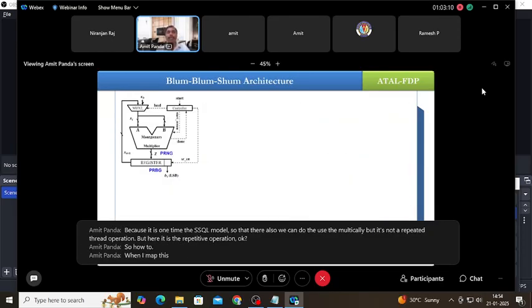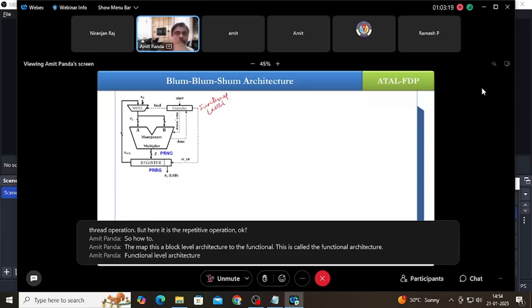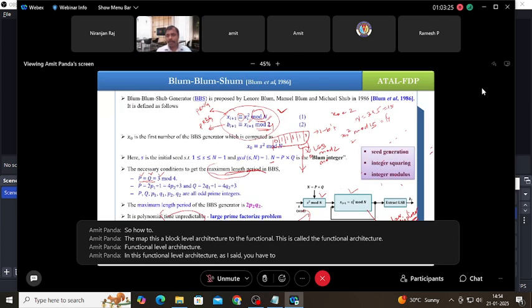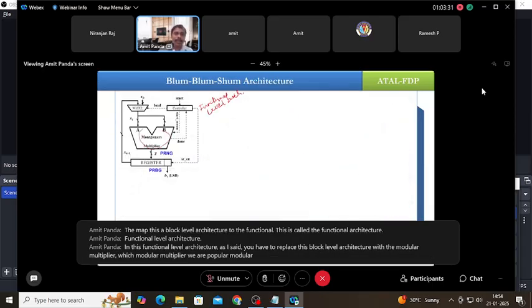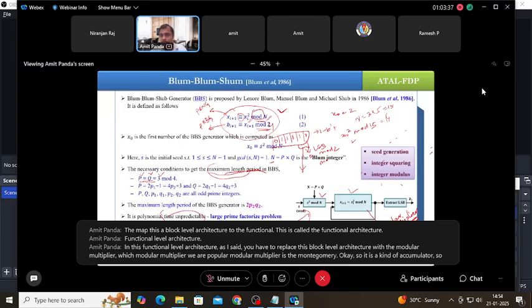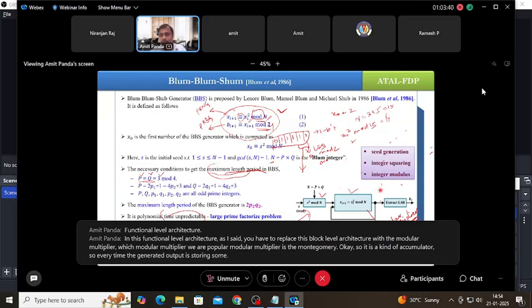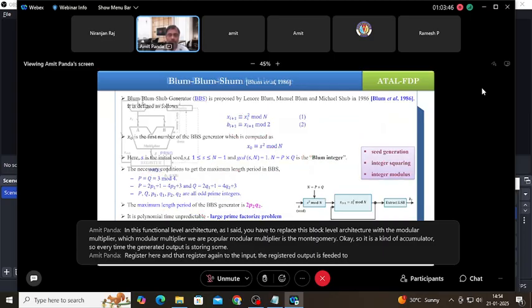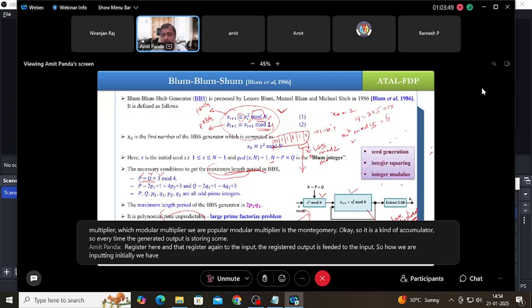So how do we map this block level architecture to the functional level architecture? In this functional level architecture, as I said, you have to replace the block level architecture with a modular multiplier, and the popular one is the Montgomery. Okay, so it is a kind of accumulator. Every time, the generated output is stored in a register, and that register output is fed back to the input. How are we inputting? Initially we give the initial seed, then from the next clock cycle we give the old values.